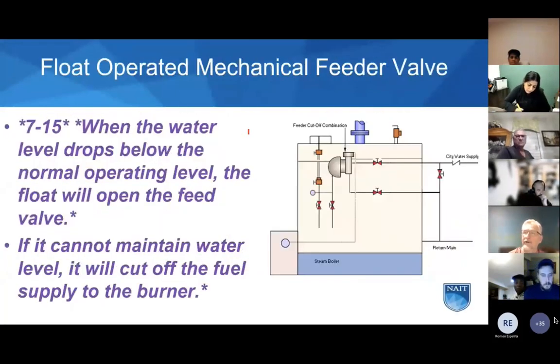When the water level drops below normal operating level, the float will open. If it cannot maintain the water level, so this is a combination feed water, if it doesn't open up wide enough to keep the level, then it will shut off the fuel.